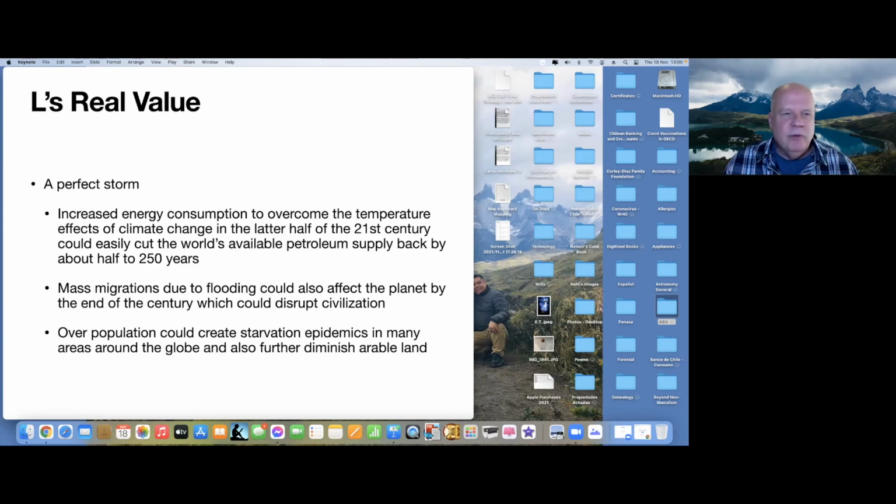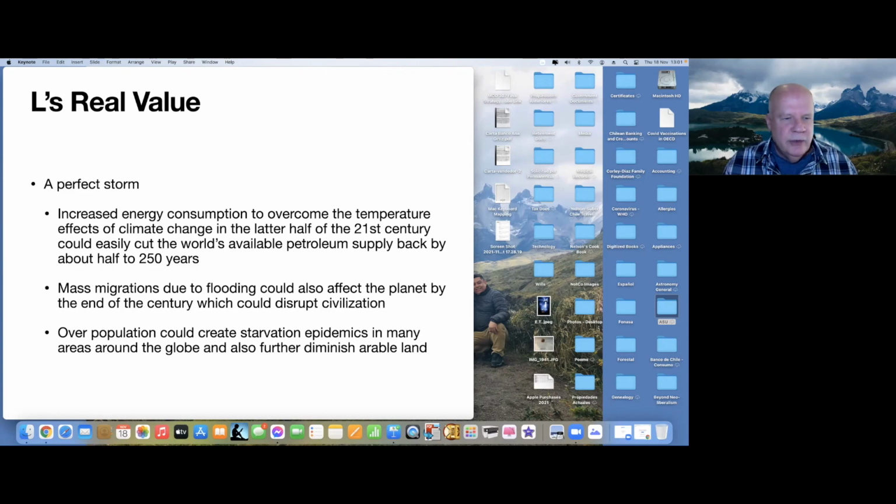Now, if running out of fuel doesn't do the civilization in, then mass migrations due to flooding could also start to disrupt civilization and bring about its end. Because we're not just talking about a few people moving around and hanging around at the border and causing mischief. This is about millions and maybe billions of people actually on the move across the planet in order to get away from the problems due to flooding.